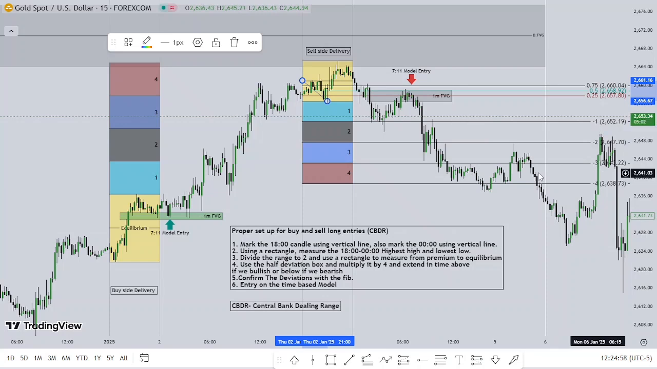Here are all the deviations, and you see this here. This is the midnight candle. That means this is the end of the day. We've filled the fourth deviation, counting from deviation 1 to deviation 4, using the discount of the dealing range. This is basically the Asia range. We're using the discount of it, and we find the fourth deviation. The same rule applies here.